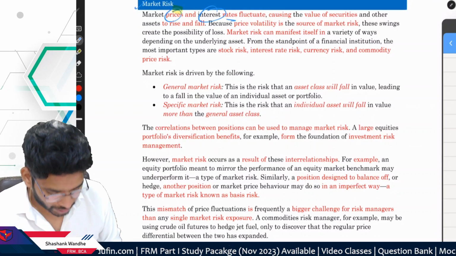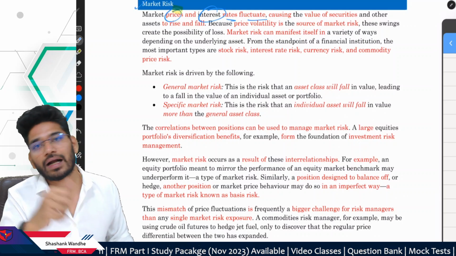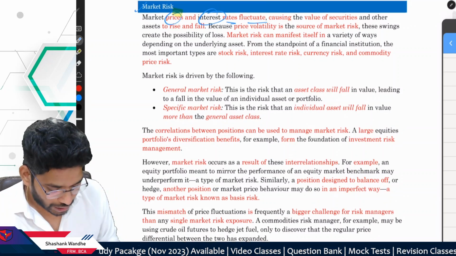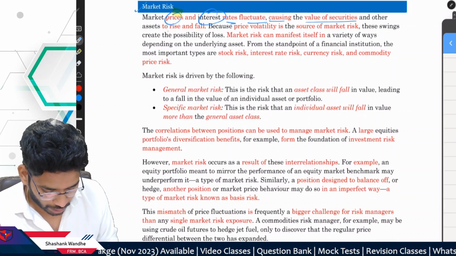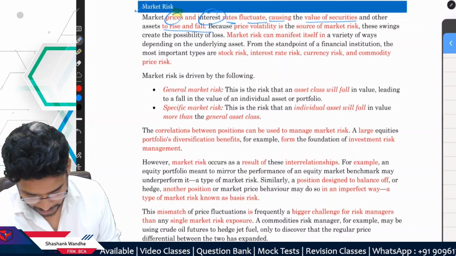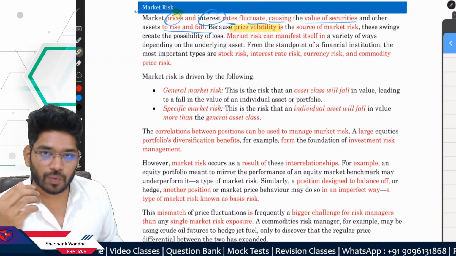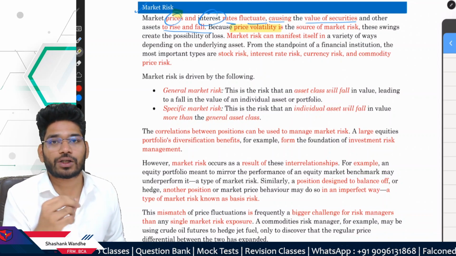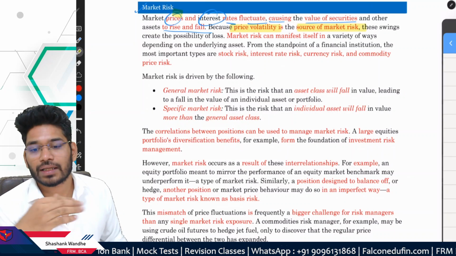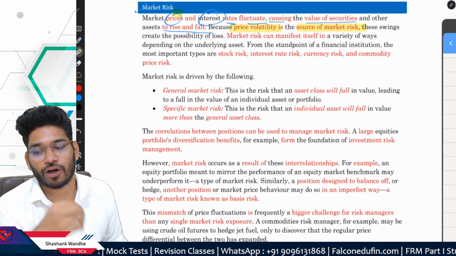Price and interest rate fluctuate. Even interest rate ultimately impacts price, so the main source is price only. This causes the value of the security to rise and fall, and this rise and fall will result in the market risk. The price volatility simply means the fluctuation. So price volatility is the source of market risk. These swings create the possibility of losses.